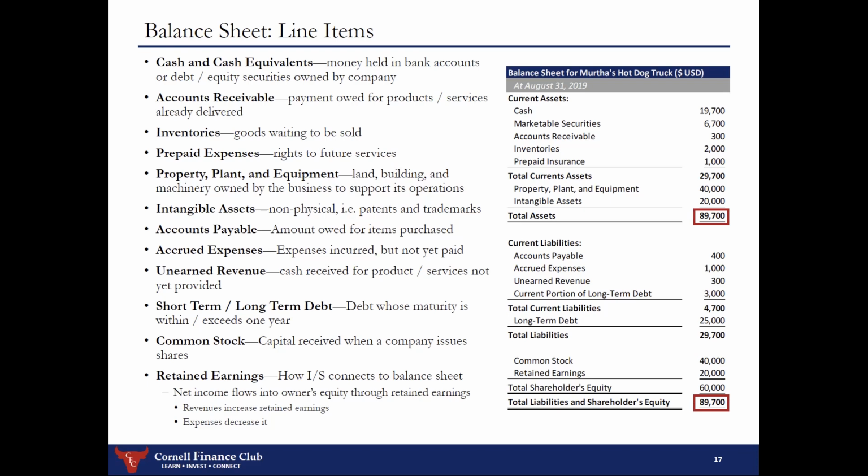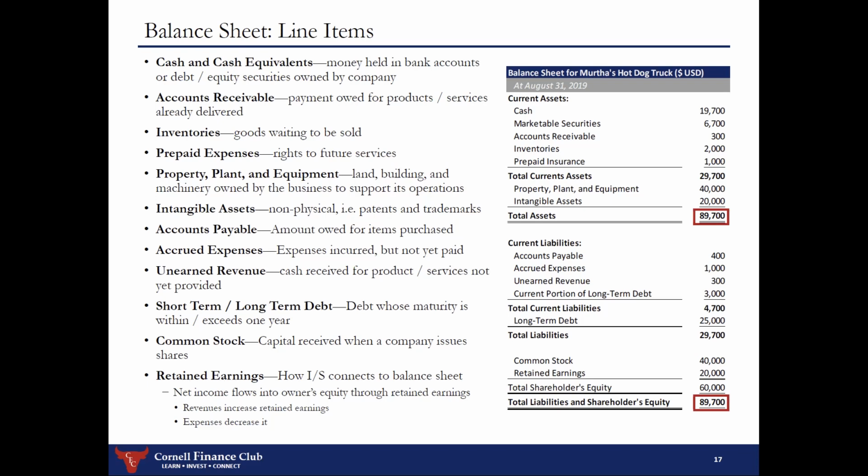You have accounts receivable, so this is payment owed for products and services that are already delivered. Alluding back to your earlier example, this is called buying on account. If a grocery store buys some products from Murtha's hot dog truck for like $5,000, and they will sometimes have agreements where you deliver the goods and don't need to be paid for the next like 60 days or so, for example, then this goes into accounts receivable because that's $5,000 of things that are sold but you have not collected money from. So revenue is recognized, but the cash has not been collected.